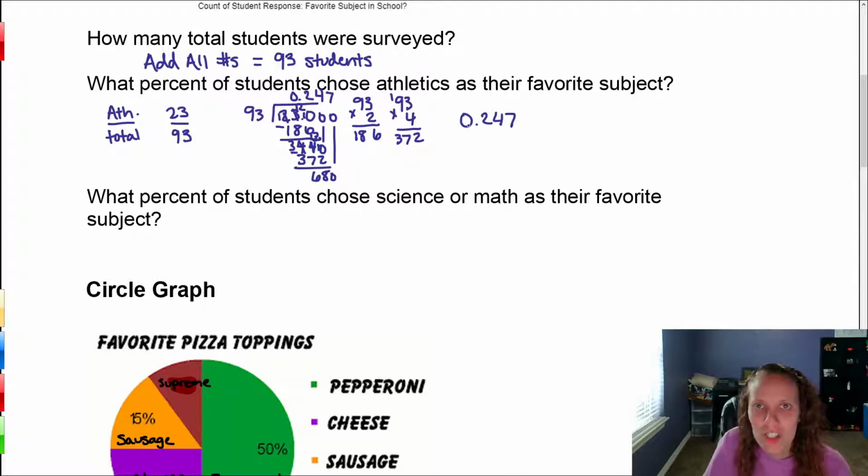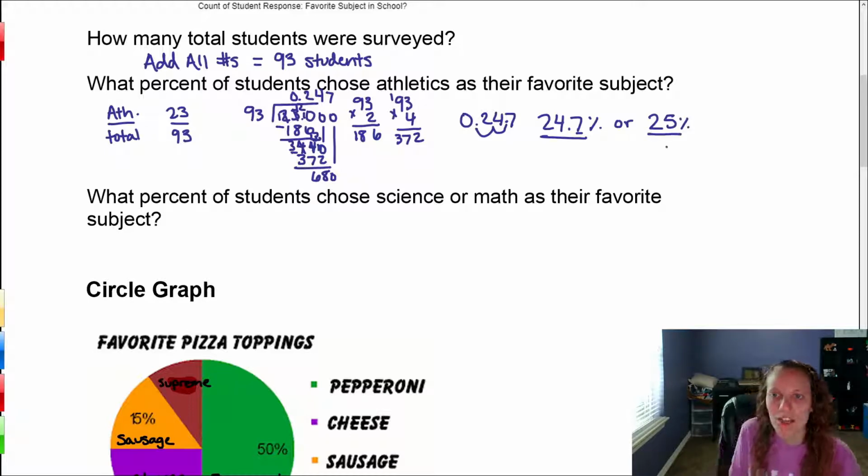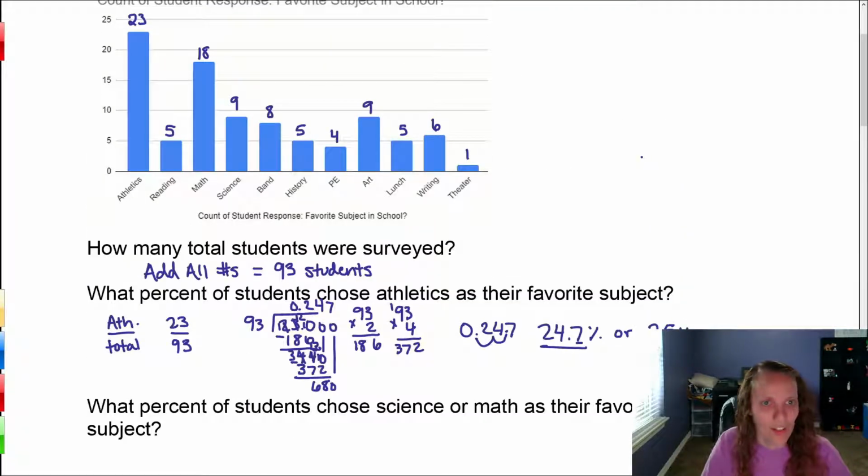Now to change this into a percent, remember we have to take this decimal and move it 2 places to the right. So we'll go 1, 2 times. And so this would be the same as 24.7%. Or if we needed to round it, this 7 right here would actually bump the 4 up to a 5. So this would be about 25%, or 1/4 chose athletics. And if you notice on the bar graph above, it looks like more people chose athletics than anything else.